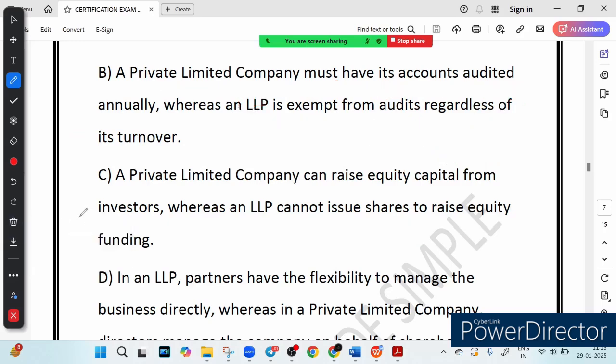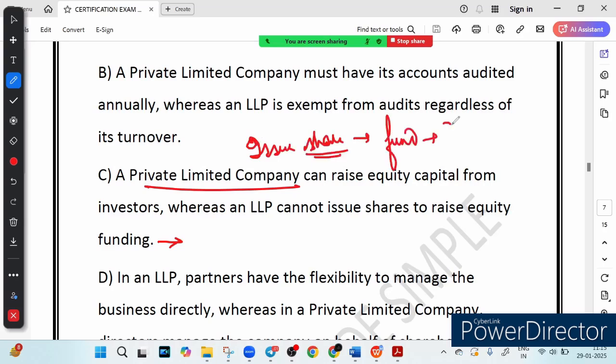Option C says that a private limited company can raise equity capital from investors, whereas an LLP cannot issue shares to raise equity funding. See, a private limited company can issue shares to raise funds from investors, right?